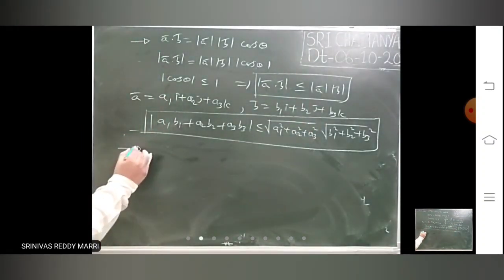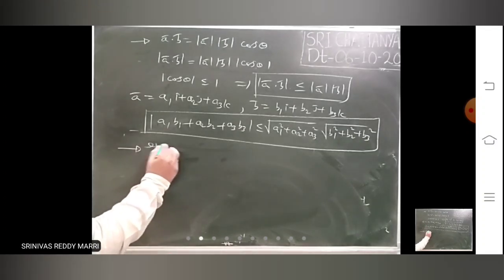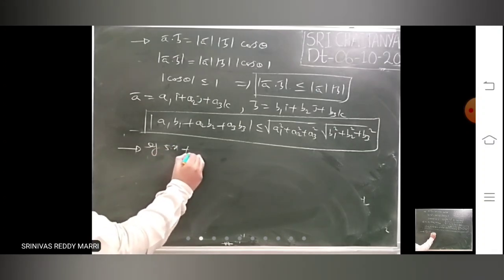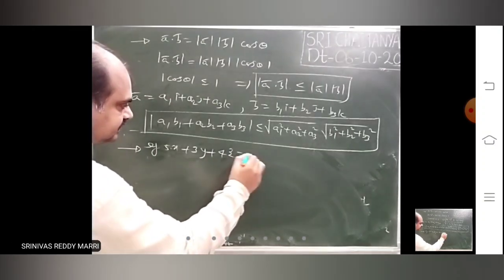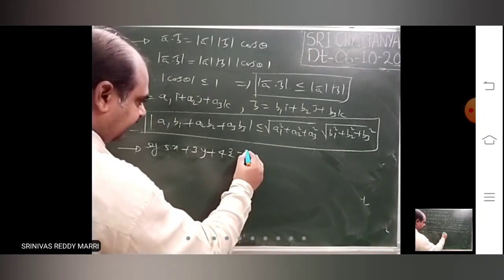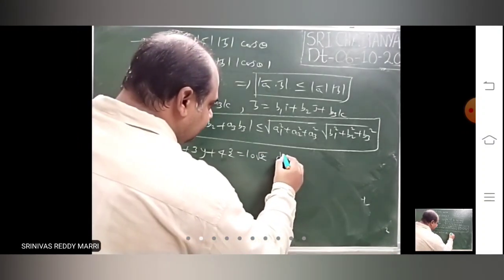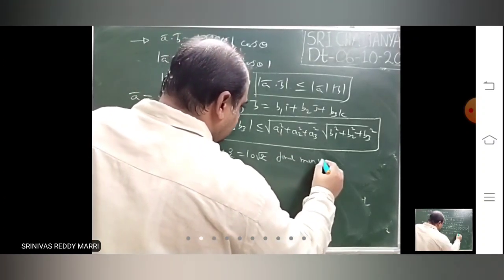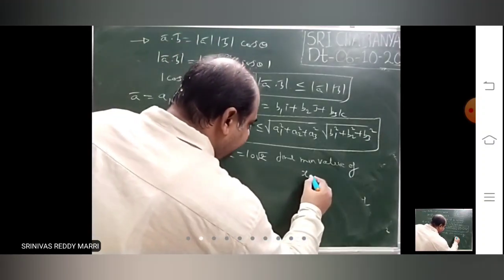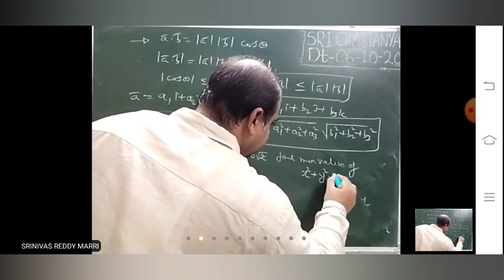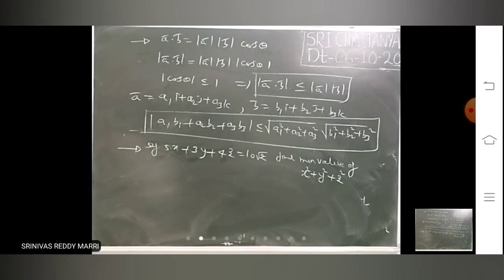Look at how. Suppose the question is like this: if 5x plus 3y plus 4z equals 10 root 2, find the minimum value of x square plus y square plus z square.